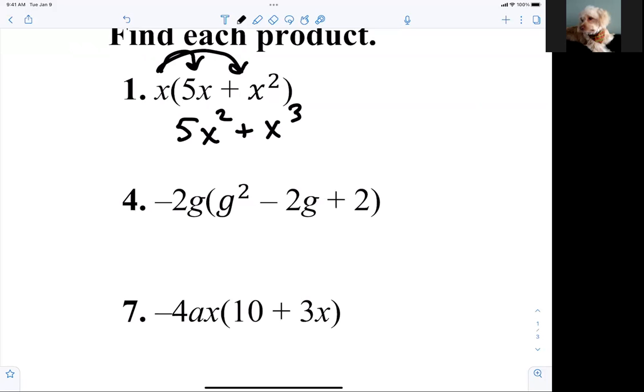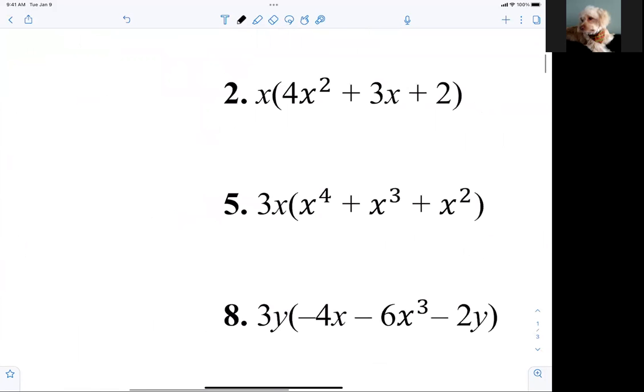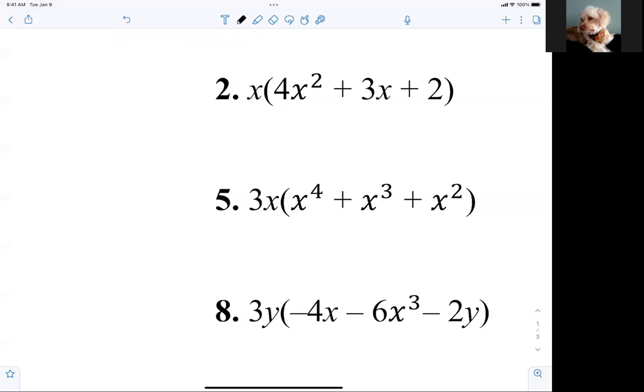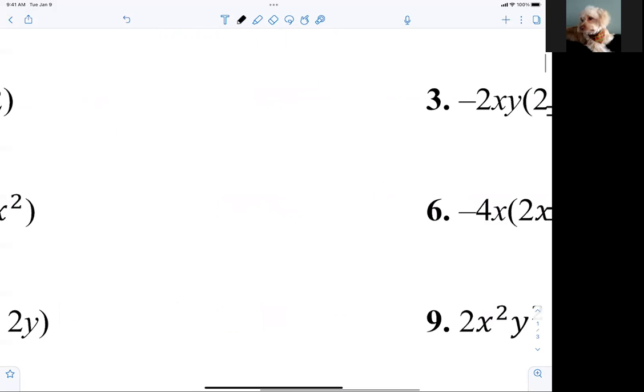All right. So now I got Josh on number 2. Give me the answer. 4x cubed, plus 3x squared, plus 2x. You are amazing. What? There's 2 different variables. We're going to get to that, I promise. I'm on number 3.